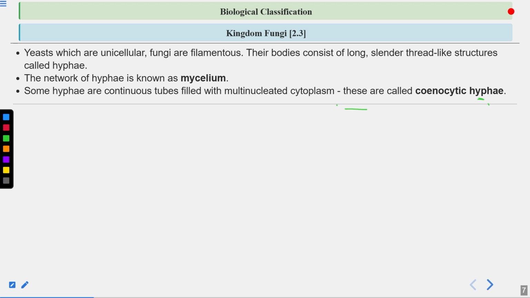So what happens in a single hypha? There are a lot of nuclei. So multiple nuclei are present, and they are sharing a common cytoplasm. This blue color is the cytoplasm, so they are sharing the common cytoplasm. This red one, these are the nuclei. There are multiple nuclei within a single hypha. This is coenocytic hypha.